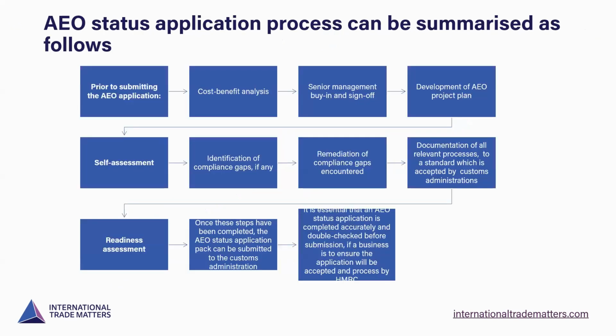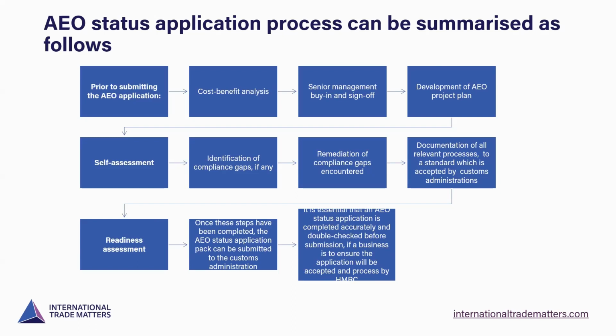So the application process can be summarized as follows. Prior to submitting the AEO application, you need to work out the cost benefit to your business. You need to obtain senior management buy-in and sign-off for the actual process. This is a key step in anything. It has to be discussed and minuted at board level to make sure that senior management buy in and sign off on the application.